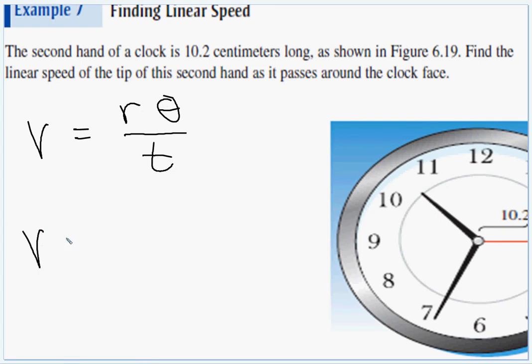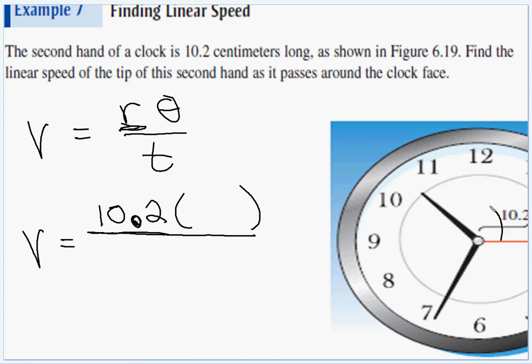Okay, let's see here. The easy part is the radius, that is the 10.2 centimeters of our second hand. 10.2 is our radius. Now our angle, theta. What angle are we going to use? Remember, we're letting that second hand go all the way around. So in radians, how much is a trip around the circle? Well, that's going to be 2 pi.